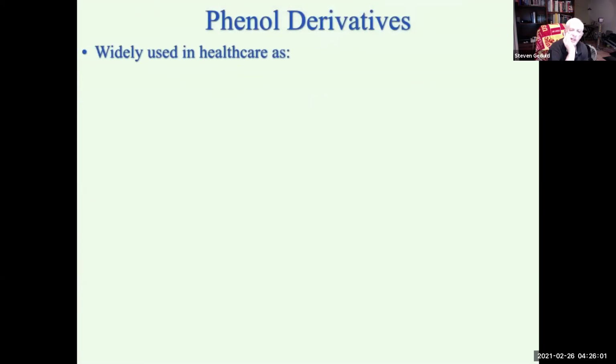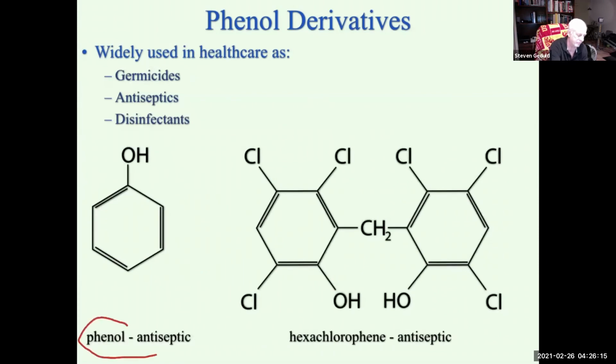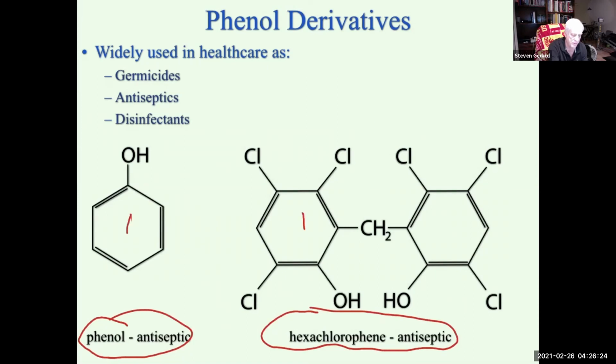Derivatives of phenols, okay, they're widely used in healthcare. Germicides, antiseptics, disinfectants. We use it all the time in the hospitals. Okay, phenol is an antiseptic. Hexachlorophene is an antiseptic. And you can see you have the benzene ring here. You have 2 benzene rings here and the OH group attached to make these the phenols. That gives it its disinfecting properties.